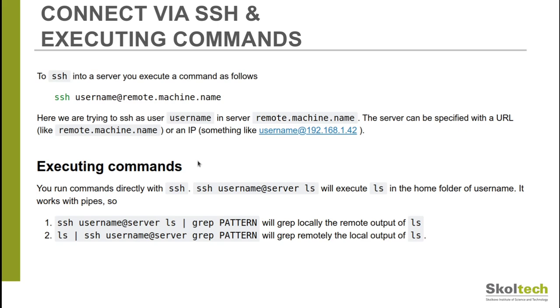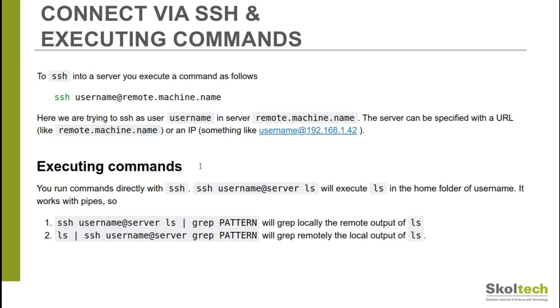You can shortcut, for example, ssh remote, and with this shortcut you will connect to the shell on the remote machine. Also, SSH provides you an ability to execute commands. It works with pipes, so there are two examples. First, ssh username@server ls | grep pattern will grab locally the remote output of ls. That means we do ls remotely and then grab it locally on our desktop.